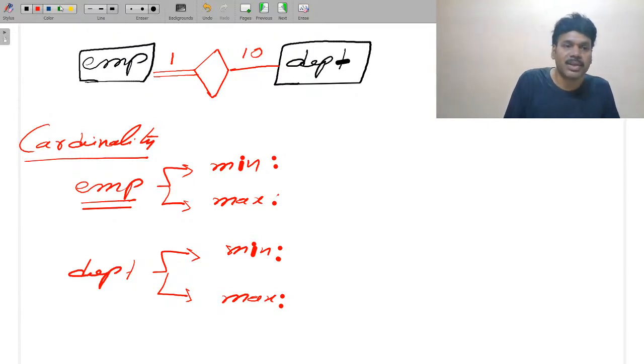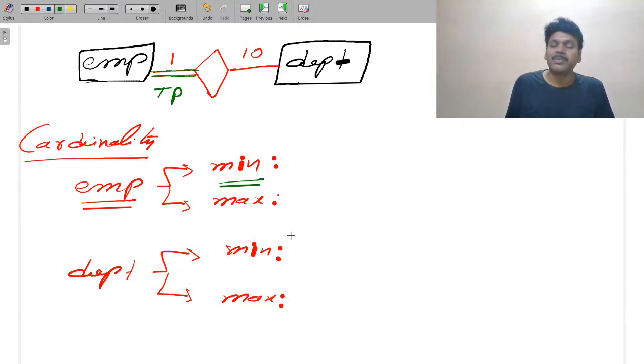So what is employee participation? Anybody? It's a double line. What's the meaning of double line? Yes, good. It is total participation. So what is the minimum cardinality? Total participation means what is the minimum number, 1 or 0, that we want to identify. It is 1.